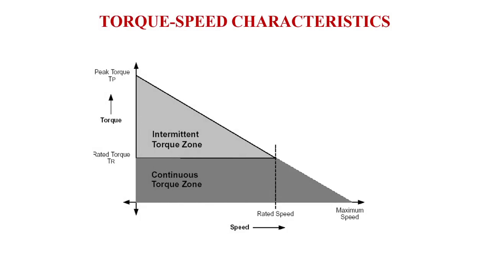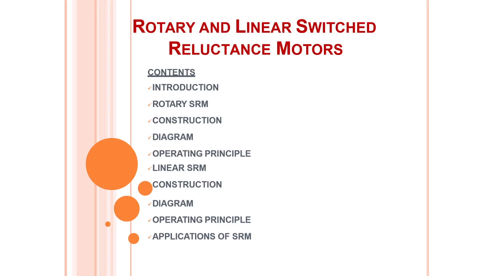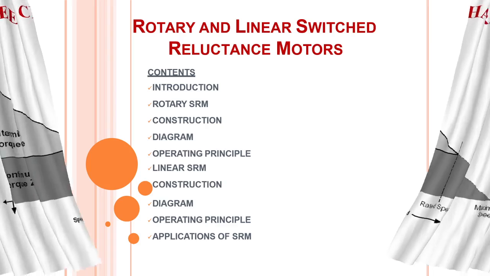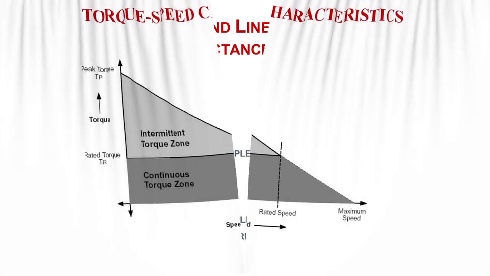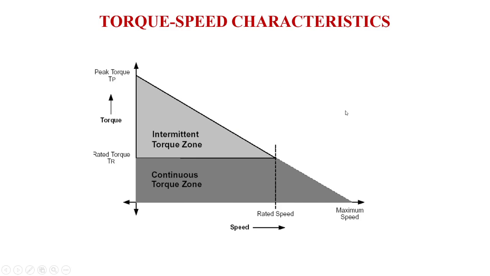Speed torque characteristics. So we are taking speed on the x-axis, torque on the y-axis, and these are the characteristics. This is the intermittent torque zone and this is the continuous torque zone, and this is the rated speed and rated torque here.